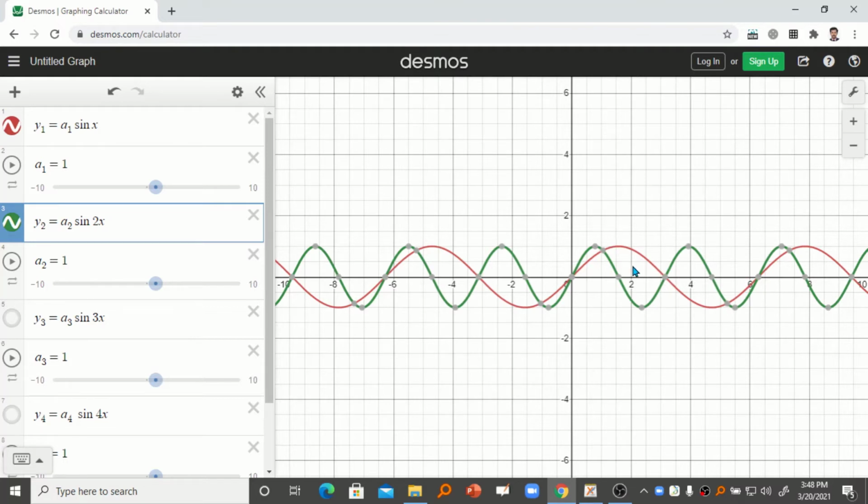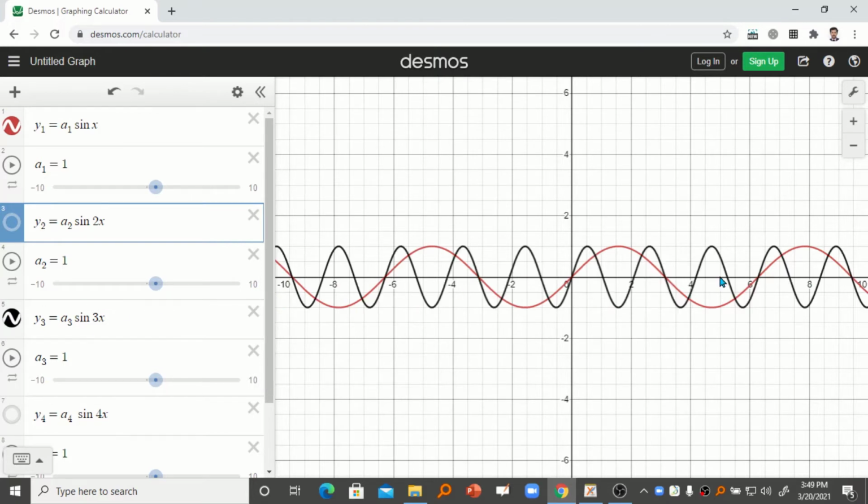The red signal a1 sin x is the fundamental period signal, and this green signal is the first harmonic. Why is it called the first harmonic? Because it completes two periods by the time our fundamental signal completes one period. Now coming to y3, by the time the red signal finishes one period, the black signal, y3 equal to a3 sin 3x, completes 3 cycles. So this is the second harmonic of our fundamental signal a1 sin x.